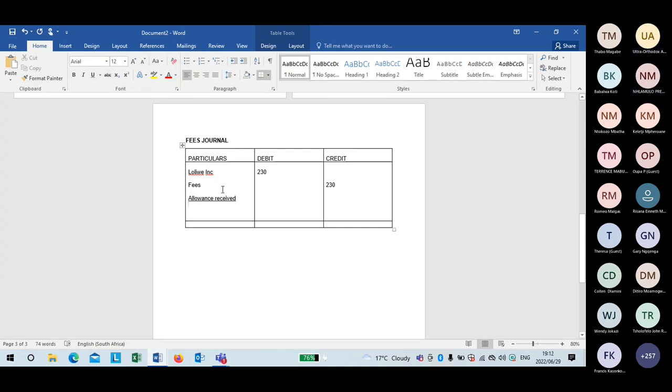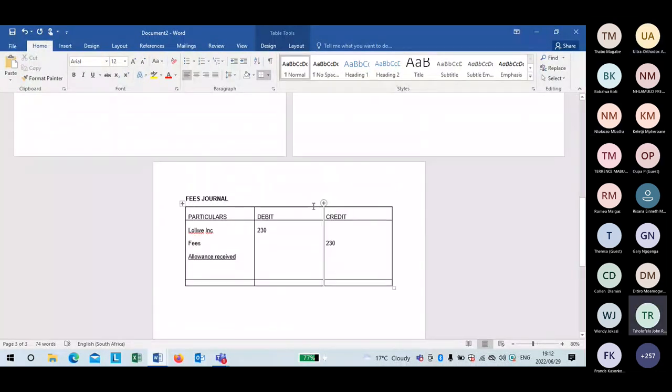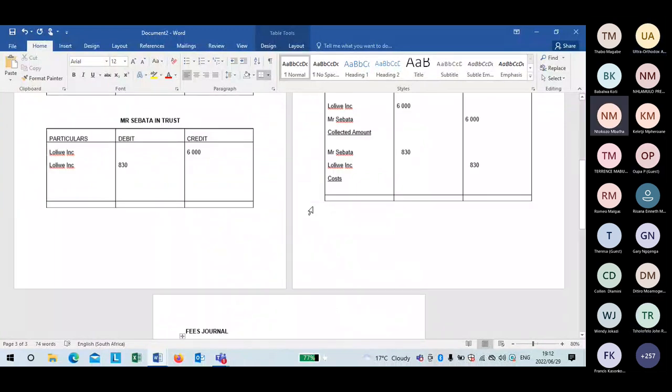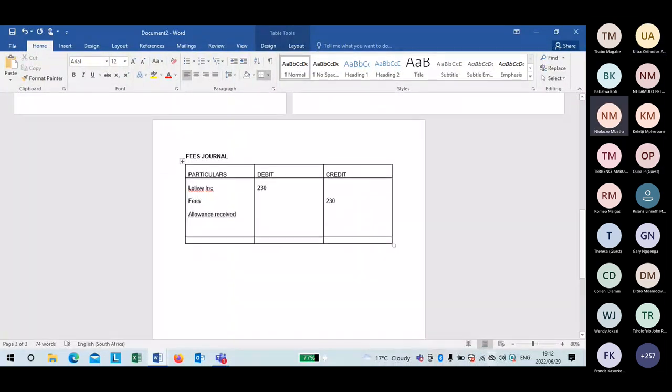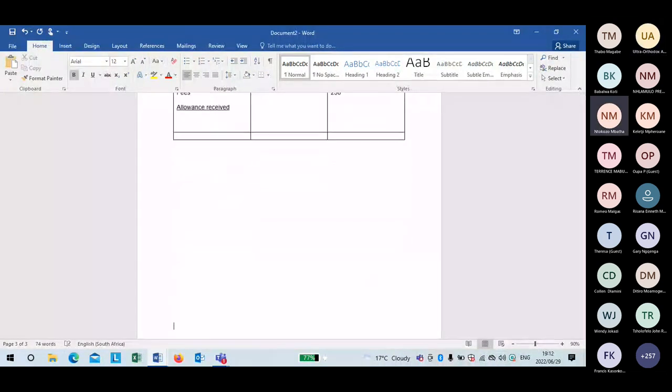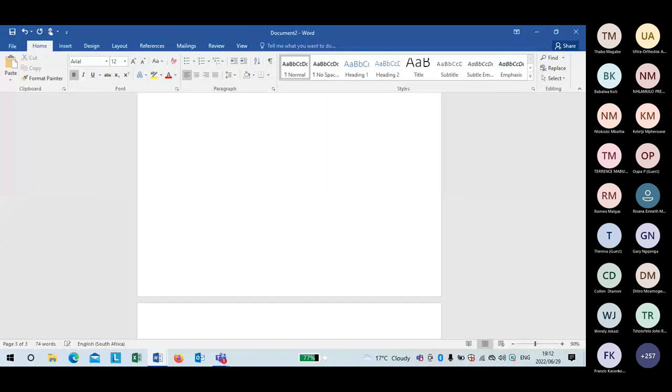So from here, where do we go? Post to ledgers. Trust or business ledgers? Business ledgers. Do we have them? No. What do we do? We open them.